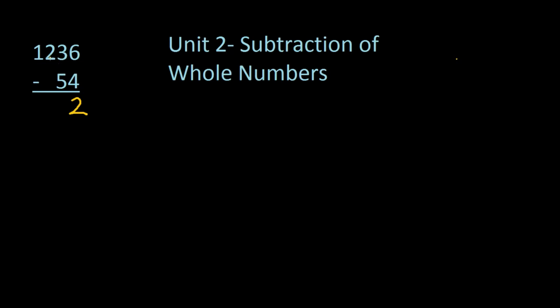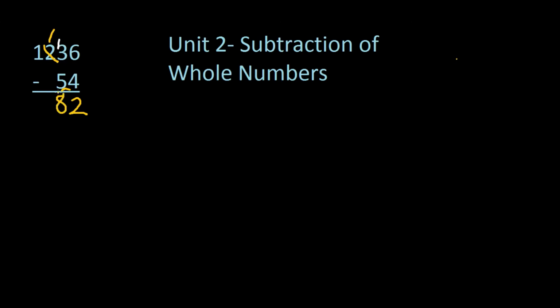So you'll have to borrow from the 2. So you'll come over here and you will change this 2 to a 1 because you're taking 100 away from that. And you'll add that 1 to the 3, making it 13. So now 5 from 13 you can do. So 5 from 13 is 8.